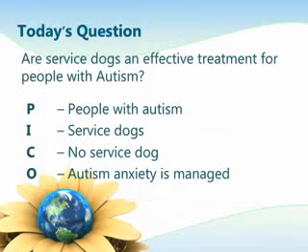I've created a question today for an example, and we'll use this throughout the entire presentation. The question we're interested in looking at is, are service dogs an effective treatment for people with autism? Putting that into the PICO method, our population is people with autism, our intervention is the service dogs, our control group is no service dog, and our outcome that we're interested in is that autism anxiety has been managed.